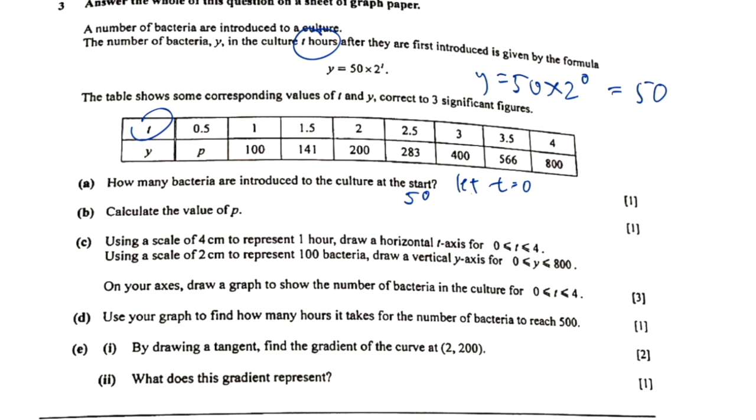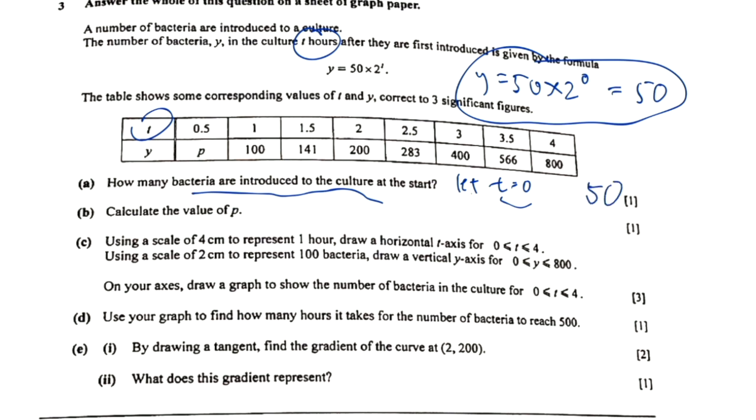Okay, so do you understand how I got 50? You see, they want how many bacteria are introduced at the start. So at the start, time is 0. That's the beginning. So we let t equal 0. When t equals 0, 2 to the power 0 is 1, so 50 times 1 is 50. So the answer is 50.